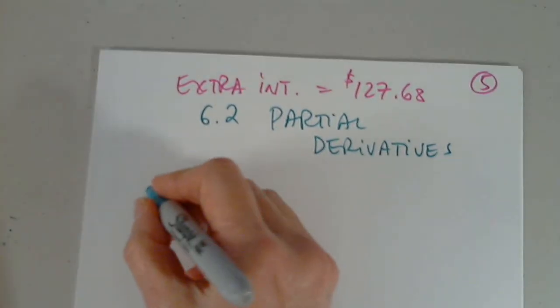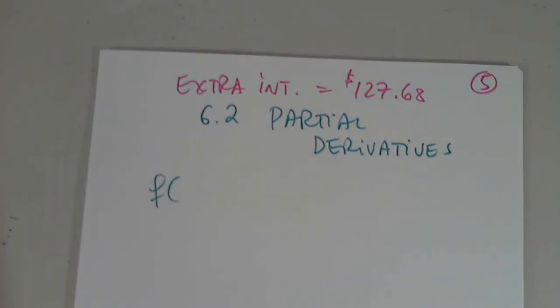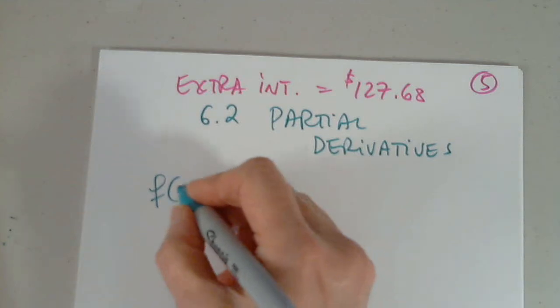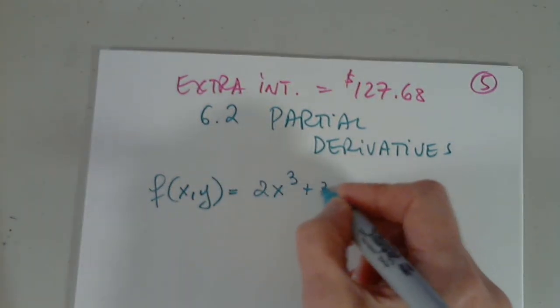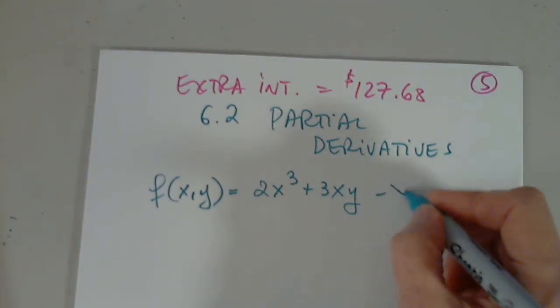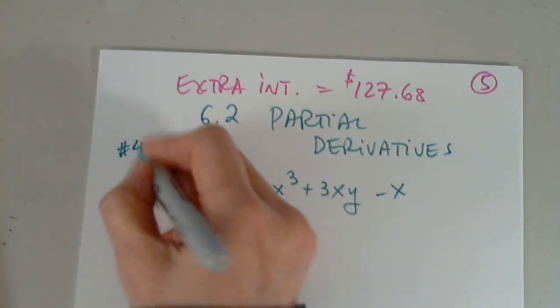So a function like this that I just made up, or just let me copy one so we work on an example directly. Page 539. Let's start with, I don't want to jump into exponentials and logs right away. I just want to take it easy. Let's say f of x comma y equals 2x cubed plus 3xy minus x. So this is problem 4.